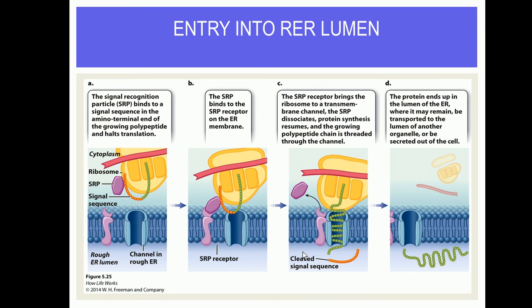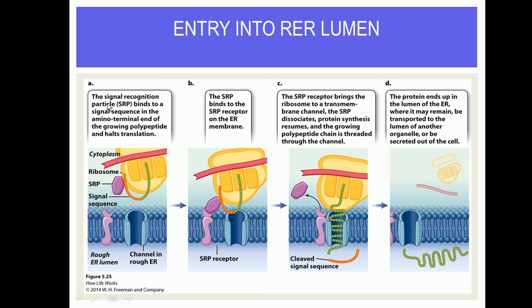Now let's see how the protein which is made on the ribosome which is embedded on the ER, how does that protein enter into the lumen of the ER? Because if it does not enter into the lumen of the ER, then how will it go to the Golgi? Because that protein is not ready yet. So this is a ribosome which is bound to the ER. Let's see how it actually enters.